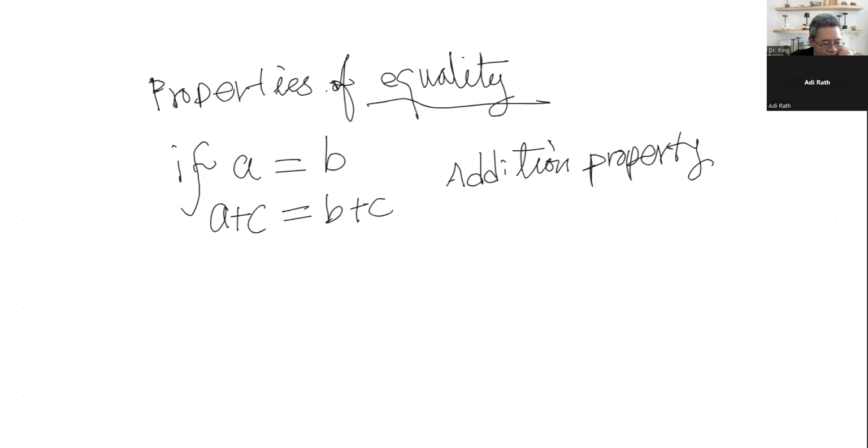And the next one is if A is equal to B, then A times C is equal to B times C. This is called multiplication.